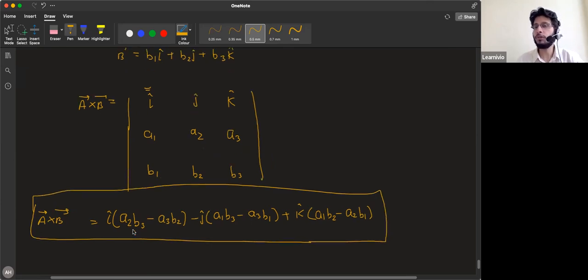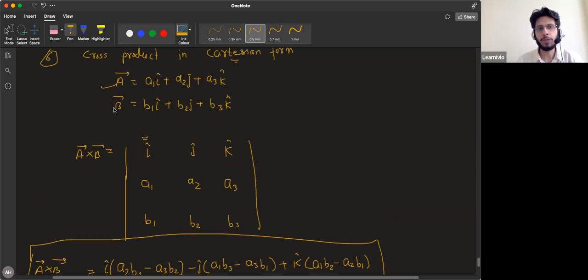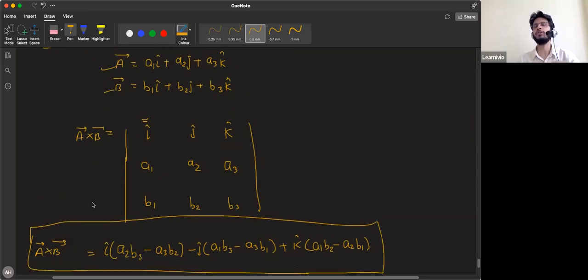And what is the direction of this A cross B? This is vector A, this is vector B. If I ask you about the direction of A cross B, what will it be? Not n cap. What will be the direction of A cross B? No. First thing, the direction will be perpendicular to both A and B. The direction will be perpendicular to both the vectors A and B.